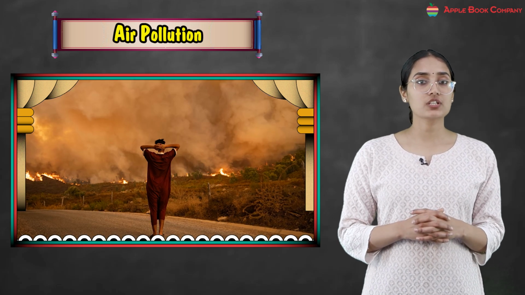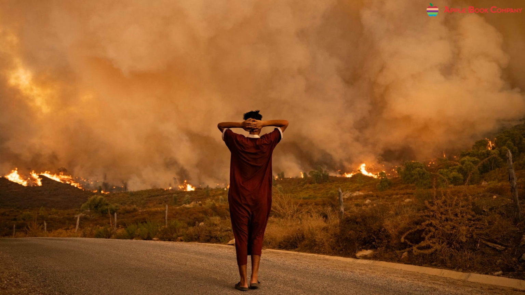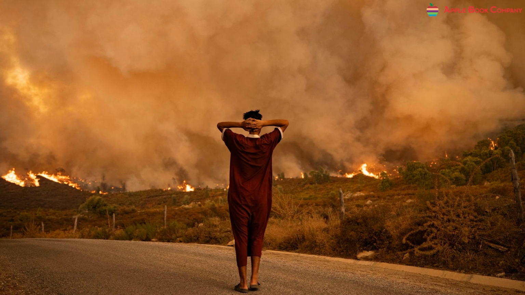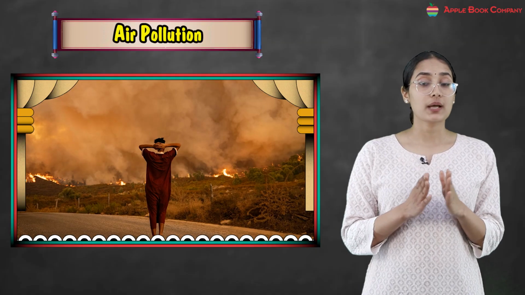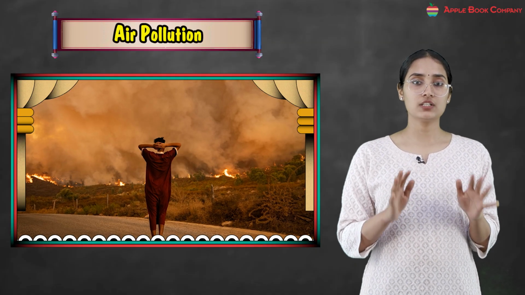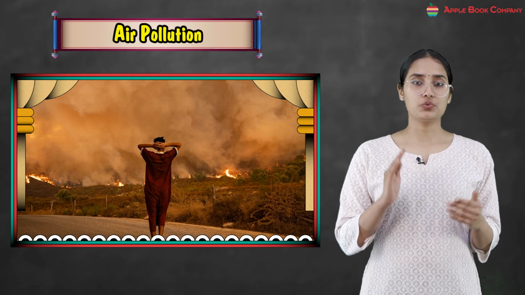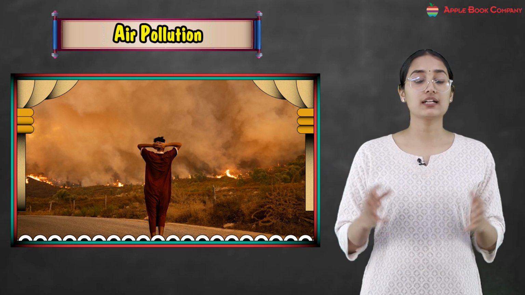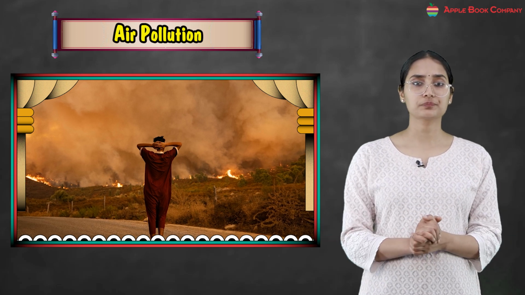And the major thing it affects is the climate. Some pollutants can trap heat in the atmosphere, causing the Earth's temperature to rise. So what happens is, there are certain gases which trap the heat in the atmosphere, and this causes the Earth's temperature to rise to a certain degree that it pushes the climate to change.